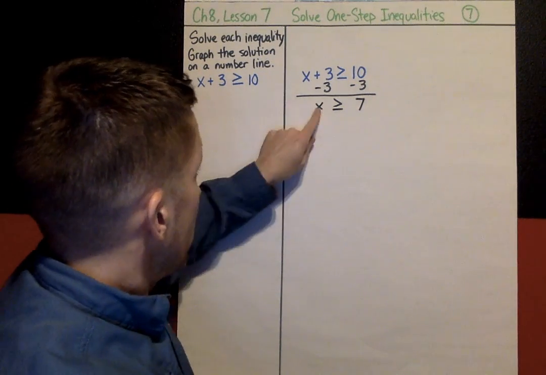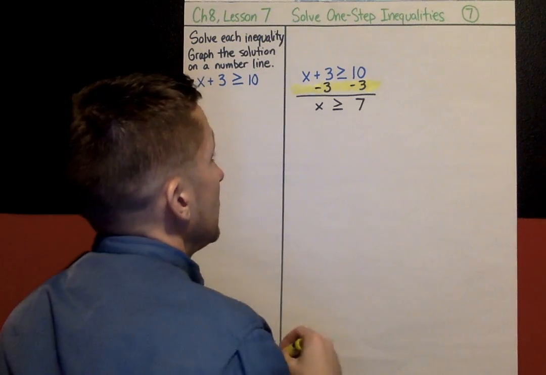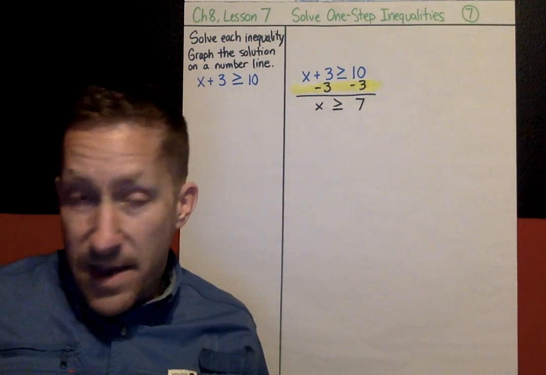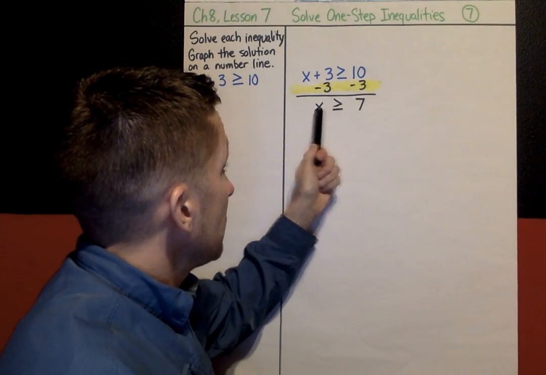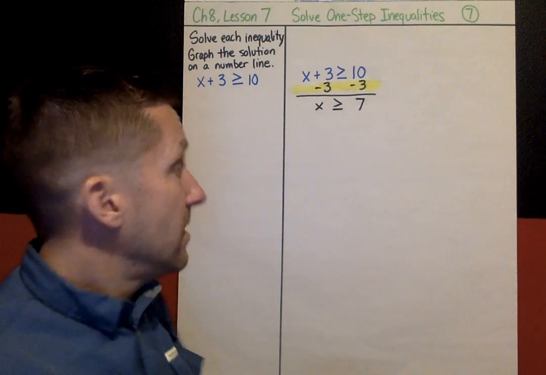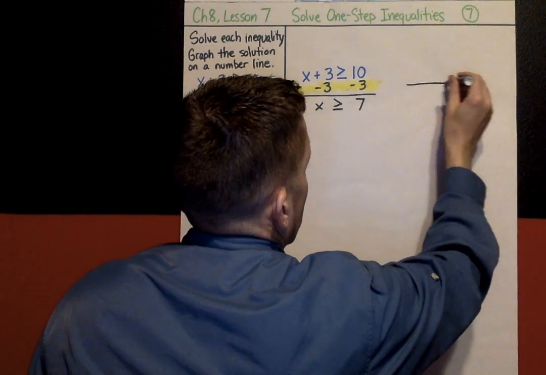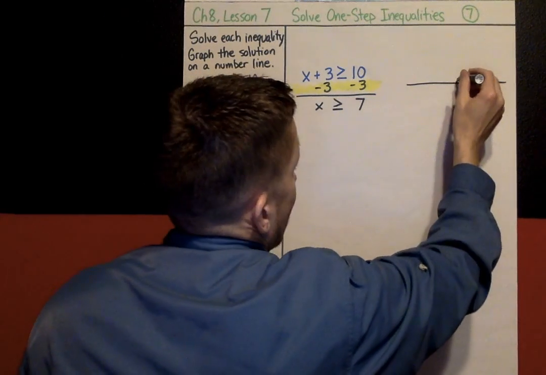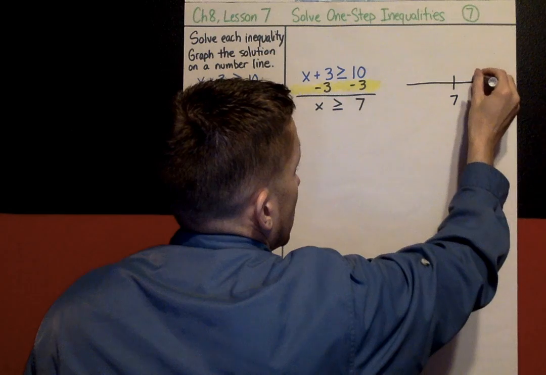So here's the solve. This is what your work should look like. Just like with equations, you're showing that you did the same thing to both sides, and here is the solution to this inequality. x has to be greater than or equal to 7. And the other thing you're doing is graphing the solution.